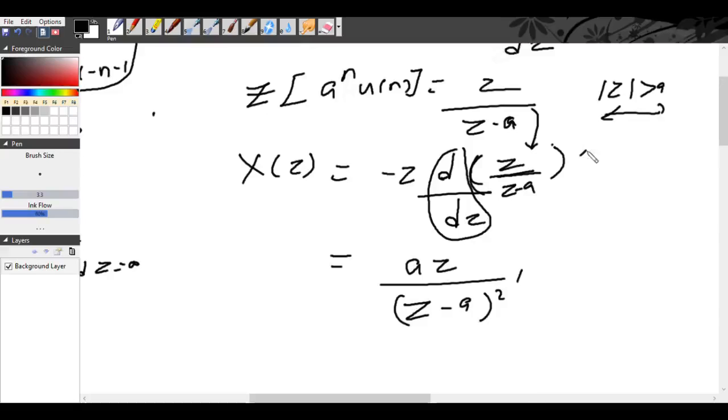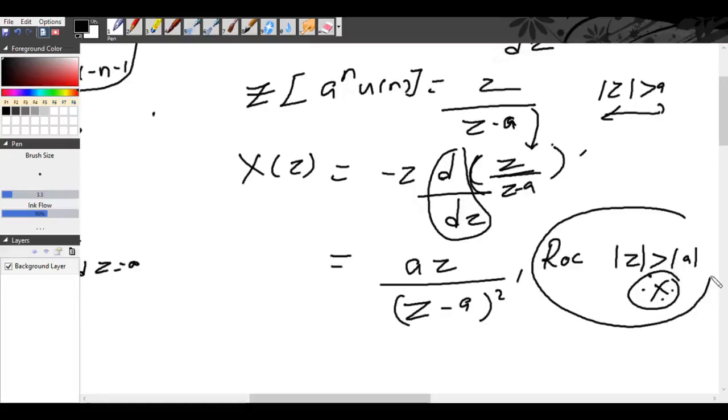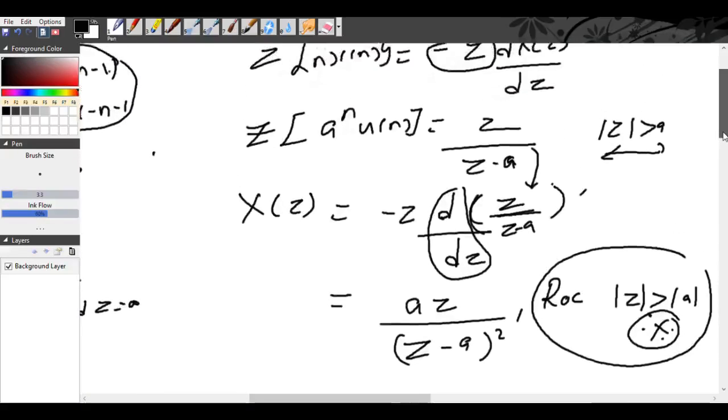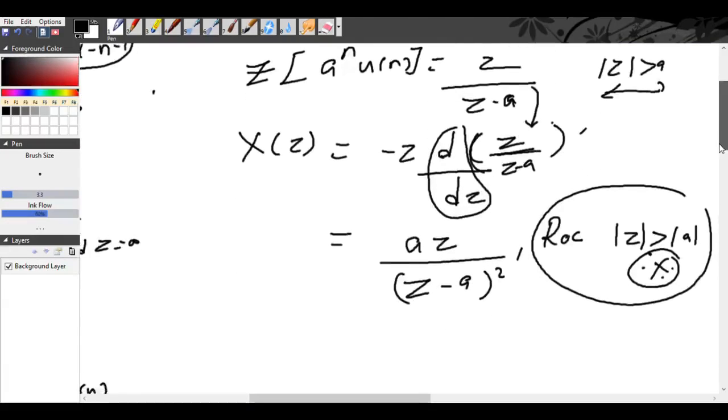Okay, so once the differentiation is over, we won't be having any change in the ROC. ROC will be the same. This is significantly important. The differentiation concept here, one time differentiation, is not disturbing the region of convergence, right? So let us move on to the next problem.